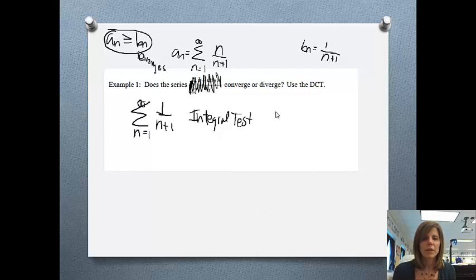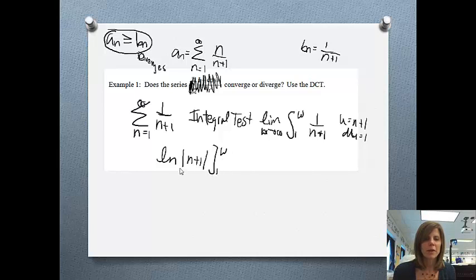And so I'll actually be finding the limit as w approaches infinity of the integral from 1 to w of 1 over n plus 1. And if you did a u substitution, we'll get u equals n plus 1, du equals 1. You will notice that this ends up being ln, so I will be having the ln of n plus 1 evaluated at w and 1. I'll get the natural log of w plus 1 minus the natural log of 2, and we'll be finding the limit of that as w approaches infinity.